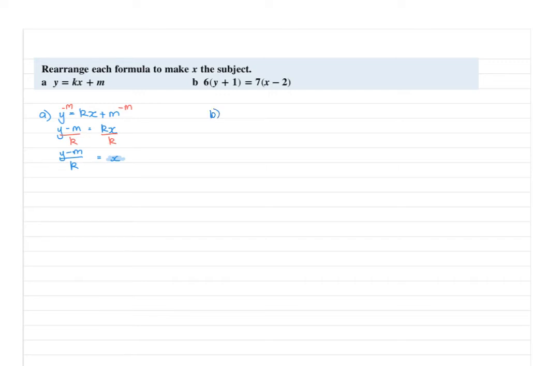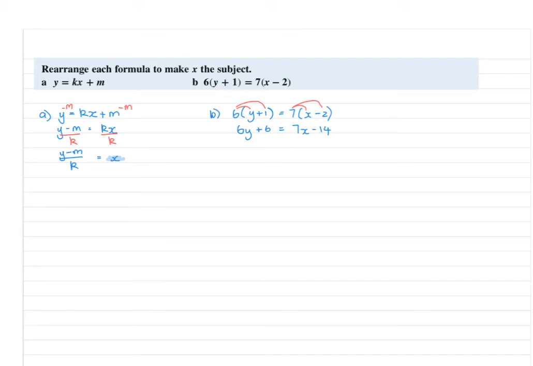B, 6(y plus 1) is equal to 7(x minus 2). Now again, I have to solve for X, which means get X by itself. So the first thing I'm going to do is expand the brackets. Remember, brackets means multiply. 6 times y is 6y. 6 times plus 1 is plus 6. Expand the brackets on the right-hand side of the equation. 7 times x is 7x, and 7 times negative 2 is negative 14.